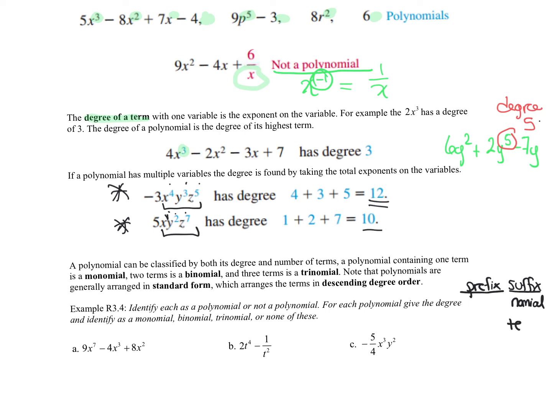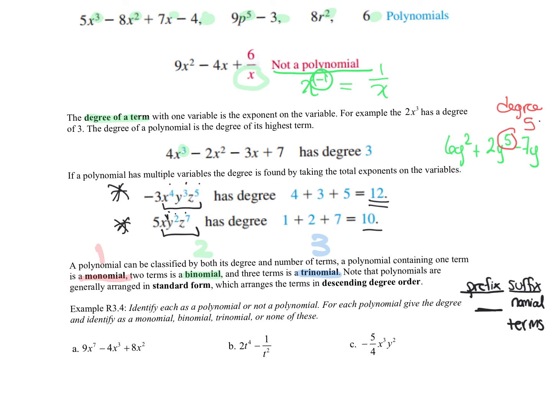Nomial means terms. So we're going to put a prefix in front of this to tell us how many terms. So monomial. Mon means 1. Binomial means 2. Trinomial means 3. And then anything after a trinomial we call a polynomial because poly stands for many.